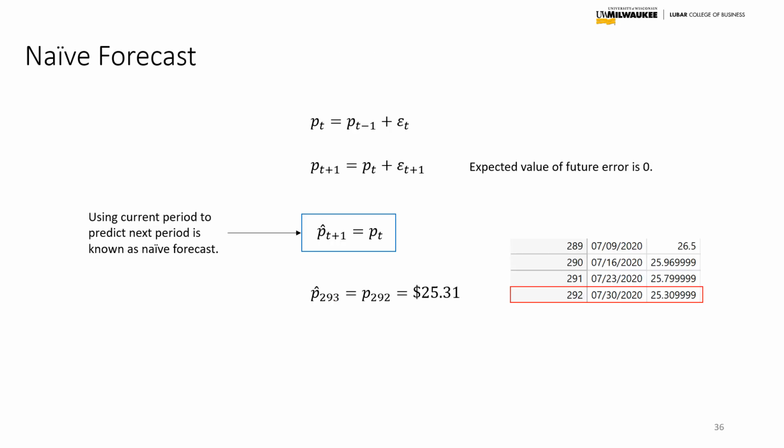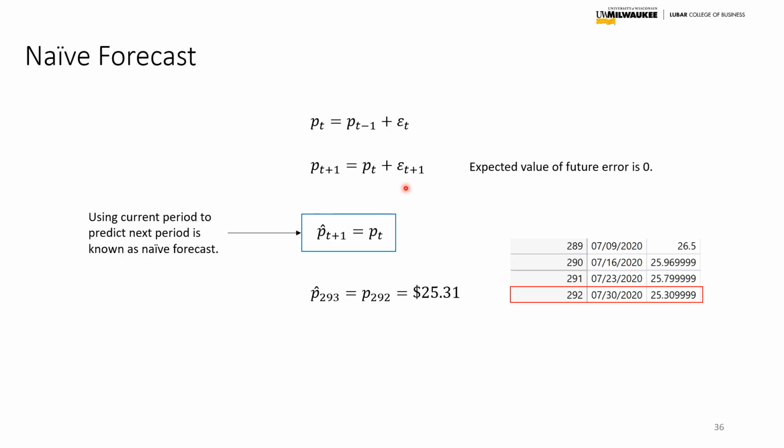Now that we have found that the Honda price series follows a random walk with no drift, how do we make forecasts? Well, we have the random walk with no drift up here. Price at time t equals price at time t minus 1 plus the error at time t. We can push the subscript into the future and talk about the price at time t plus 1, which would equal the price at time t plus the random error at time t plus 1.